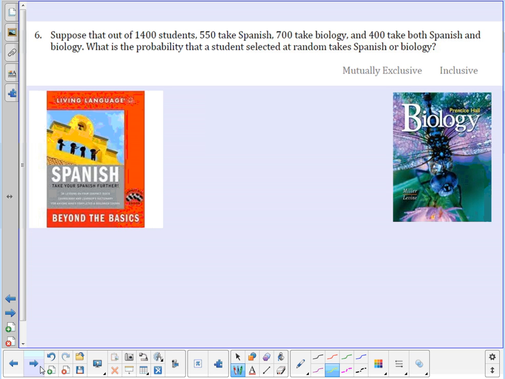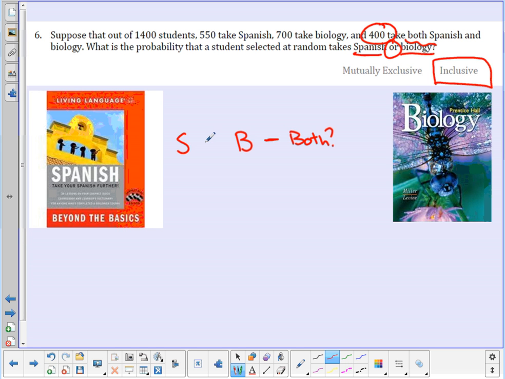Okay, so number 6, it says suppose that out of 1,400 students, 550 take Spanish, 700 take biology, and 400 take both. What is the probability that a student selected at random takes Spanish or biology? So those are my successes: Spanish, biology, and then I need to ask myself, is there any in the both category? Well, it even says the word both. 400 take both. So I know that these are inclusive events, and I know that I'm going to need to subtract those both away. So I'm taking the Spanish, and I'm adding the biology, and I'm subtracting the both.